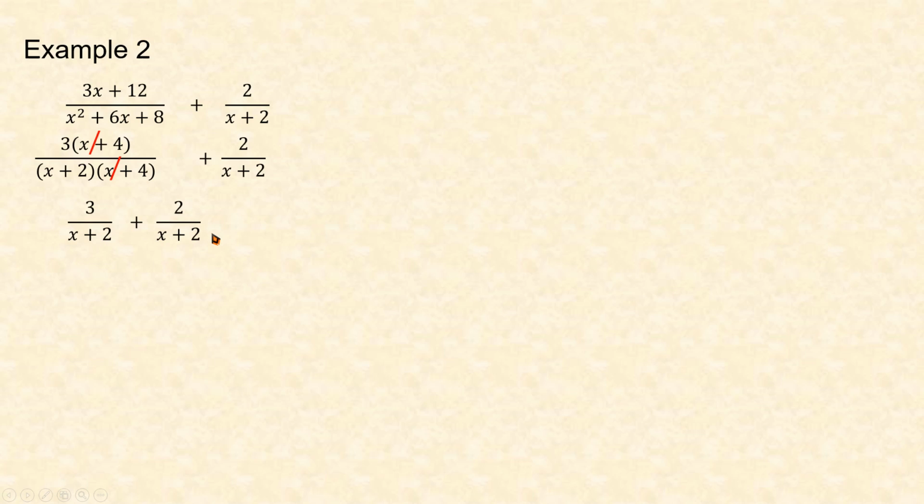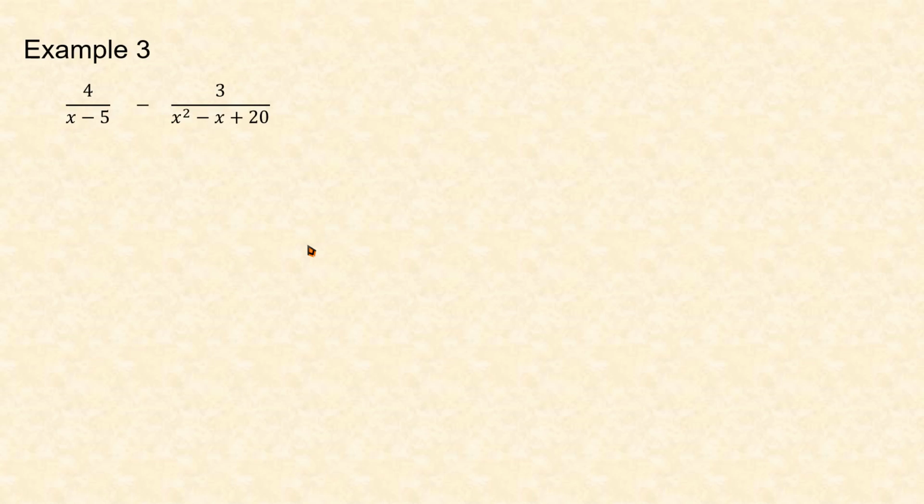See, now it just so happens that after I simplify, they are the same denominator now. So you can just add them. Right, so I get 5 over x plus 2. It just so happens that they are already in common denominator. Okay, sometimes they're not. But for this problem, that's all we need to do.